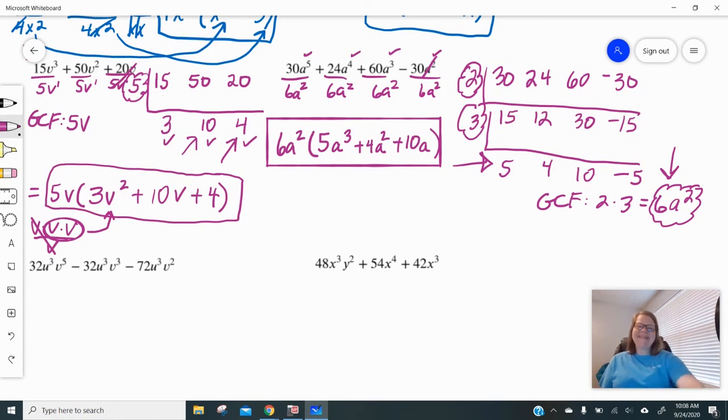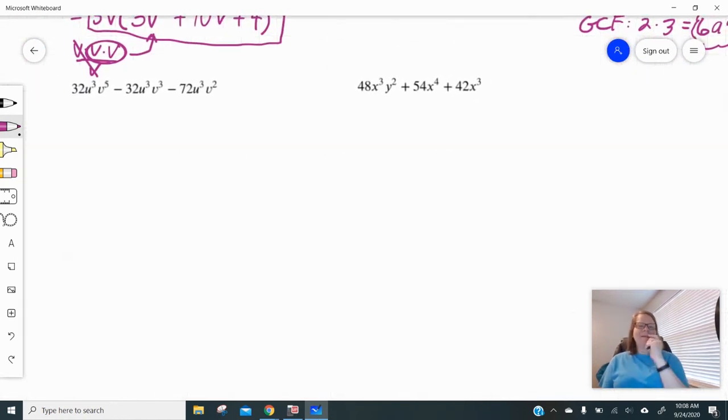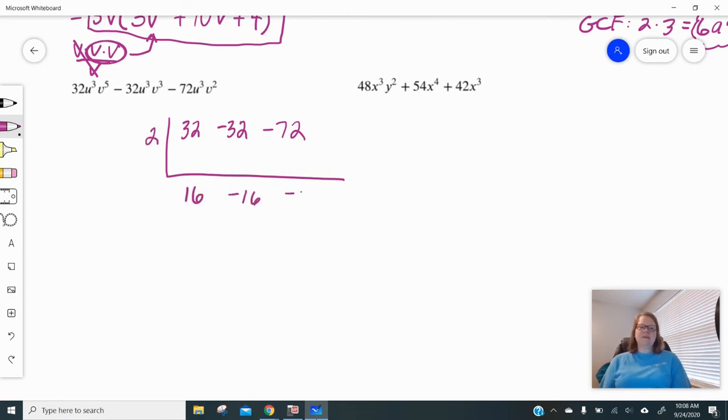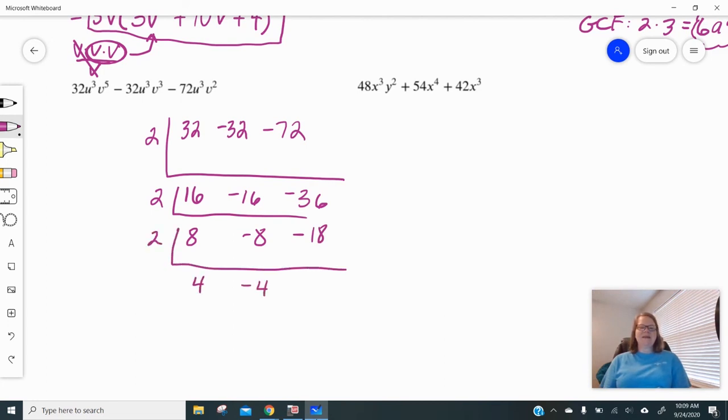All right. 2 more to go. Let's see here. Okay, so we've got 32, -32, and -72. So I'm going to write those down and divide by 2. And that is 16, and -16, and -36. Even numbers again. 2s, so 8 and -8 and -18. Ooh, 2 again. They're still even numbers. That works. All right, 4, -4, and 9.